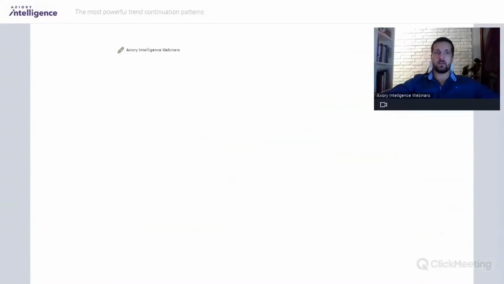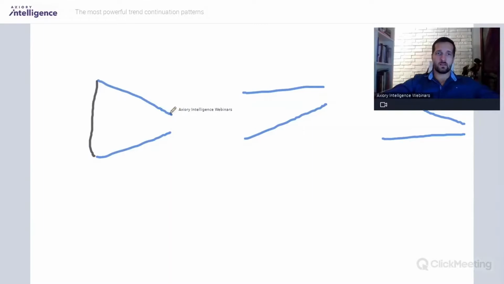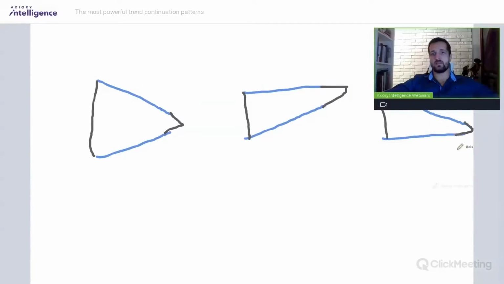This will be very easy. You have symmetric triangles, ascending triangles, descending triangles. These are real patterns. Why? Because you would do like this, and there will be a symmetric triangle. Then you would do like this, that would be an ascending triangle, and then you would do like this, that would be a descending triangle. How does price move here? Enters, and now has to escape.